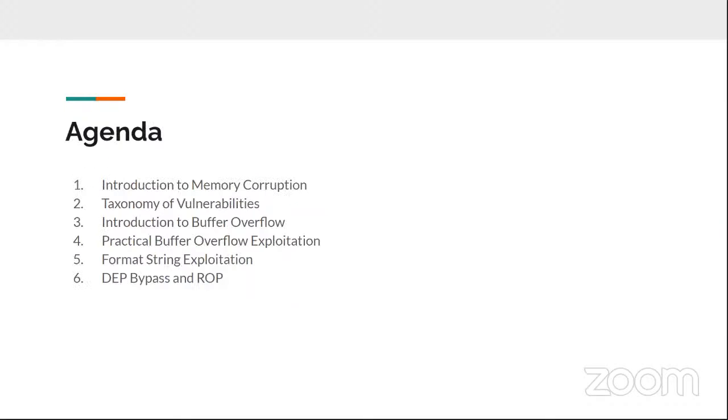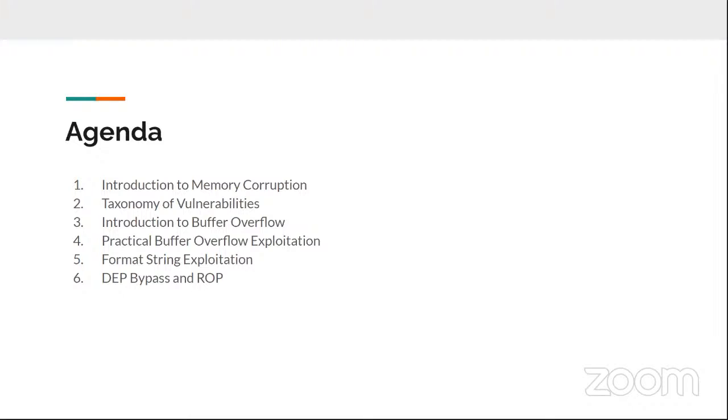Now, this is today's agenda. Today we are going to cover a few topics. The first thing we are starting with is memory corruption. For those who are not familiar with the topic, we are making sure that they also get to understand what memory corruption is, how it works, and how it is abused so that we take advantage and get a shell on the system.